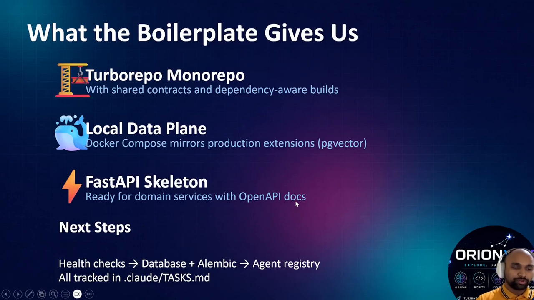Next step, we have to go ahead with the health check, database, Alembic, agent registry, all tracked in the .claude task.md. If you see the task.md file, each and every phase will have subphases or subtasks. Each subtask is assigned a separate GitHub feature branch that I will show you. You have to create those feature branches, and from there you have to do that particular development. This is all about the presentation.